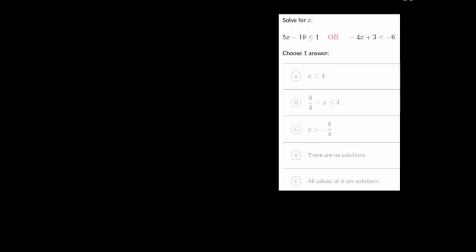We're going to do two more and look at some more interesting answers here. So same strategy, solve both at the same time. So 5x minus 19 less than or equal to 1. Then we got an OR statement, so it has to satisfy at least one, but not necessarily both. And then we got minus 4x plus 3 less than negative 6.